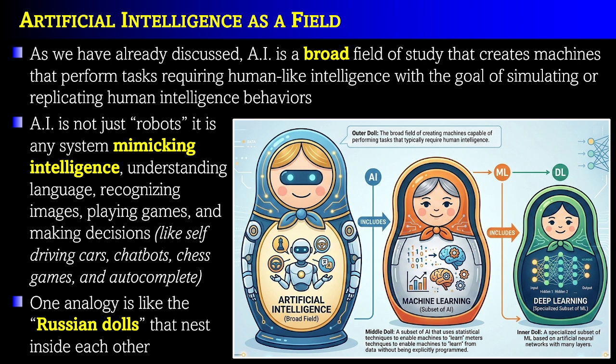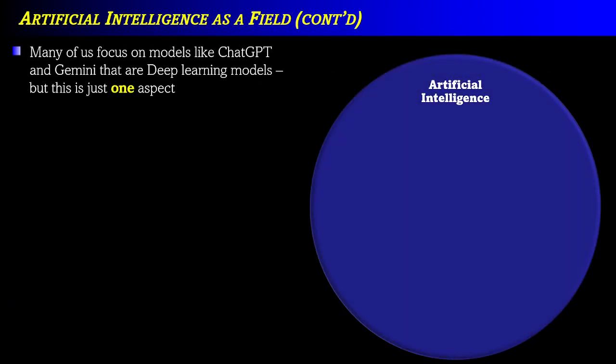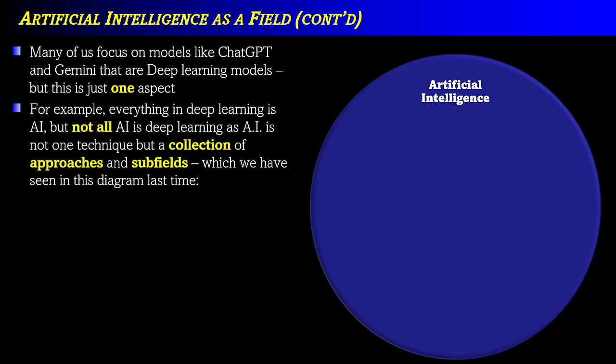One analogy is the Russian dolls analogy, one doll that nests inside of the other doll. So the outer doll, the broad field of artificial intelligence, has within it machine learning, which is a subset of AI, which has within it deep learning, which is a subset of machine learning and therefore a subset of artificial intelligence. Many of us focus on models like ChatGPT and Gemini. These are deep learning models, but this is just one aspect of artificial intelligence.